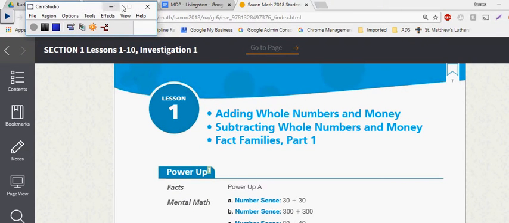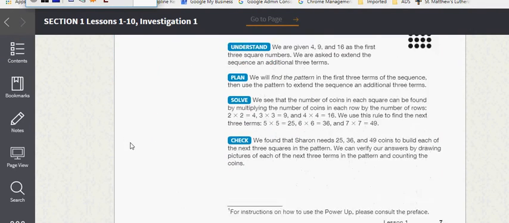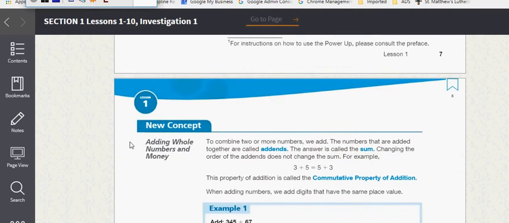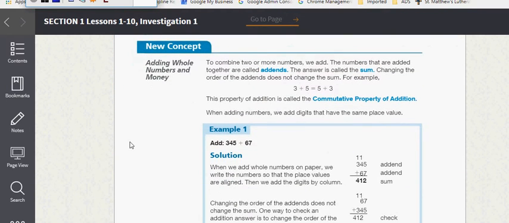Course 1, Saxon Math Lesson 1. This lesson is called Adding Whole Numbers and Money, Subtracting Whole Numbers and Money, and talking about the first part of fact families. So let me fast forward through some of the power-up and mental math, problem-solving things we do in class to the lesson material for you to view here today.